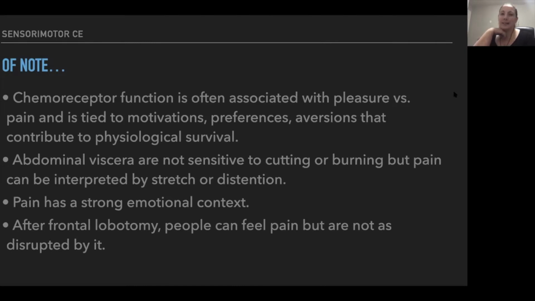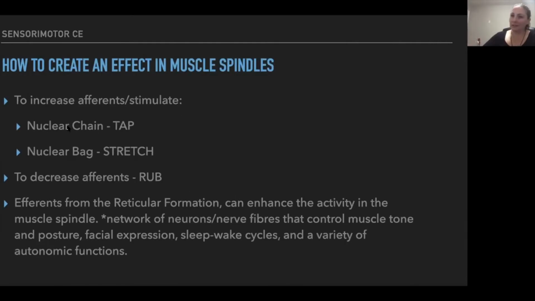Issues that are tied to chemoreception are also tied to our motivations, our preferences, our aversions, that are contributors to our physiological survival. Be in the area of the muscle belly and you tap over it, and that's how you stimulate a nuclear chain. In order to stimulate a nuclear bag fiber, you apply a stretch.